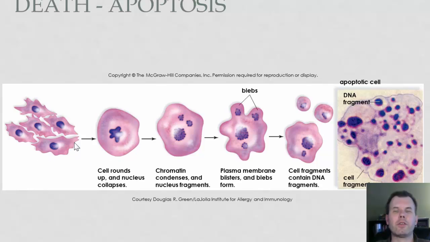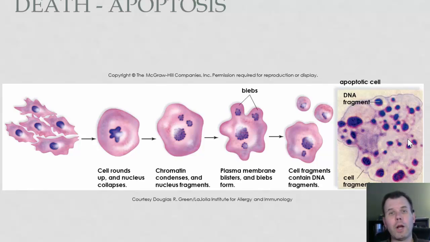So you see here it kind of looks jagged, kind of like what your fried egg cell would look like. But now you can see it rounds itself up. It looks like this big round ball, kind of inflated. Then the nucleus starts to separate out and you get different pieces of nuclei throughout. And then the cell starts to bleb off and fragment. Then you get these little fragments that contain DNA and it starts to fall apart. Here you can see an apoptotic cell where all these little DNA fragments are breaking off the cell. And that's how we normally get rid of these cells.